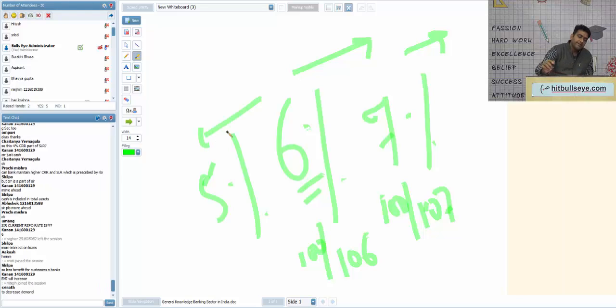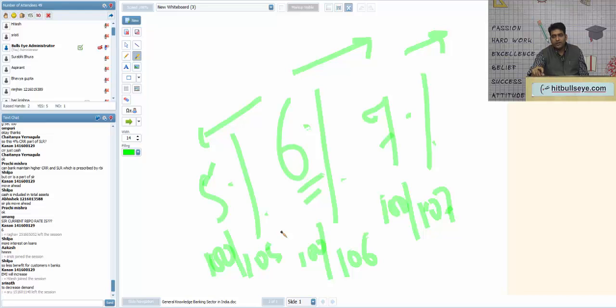If I try to decrease it, मैं 6% से कम करके 5% कर देता हूं, तो अब मेरे को 100 रुपए पे 105 ही चाहिए. What does this mean? That I am now comfortable even with 105 rupees. So that means I want to infuse liquidity in the market, and when I want to infuse liquidity in the market, that means I want the companies to produce more.